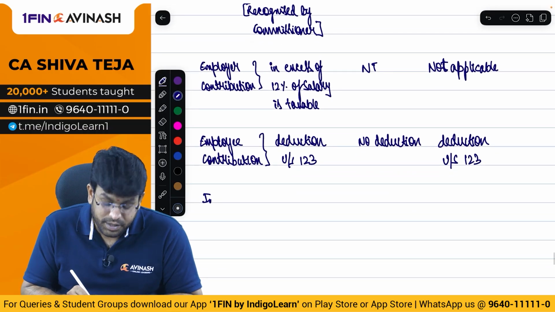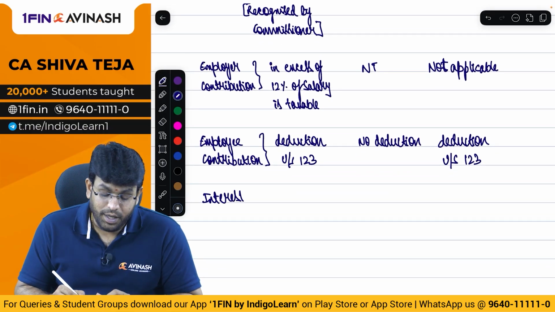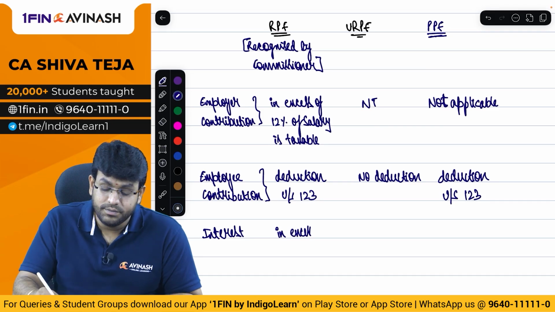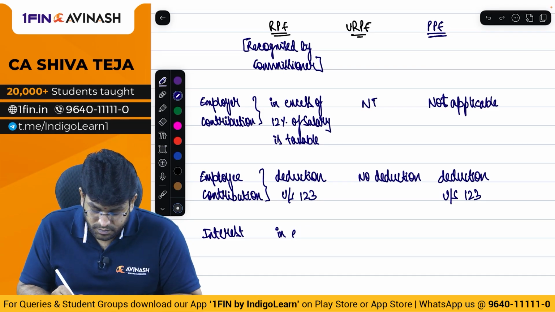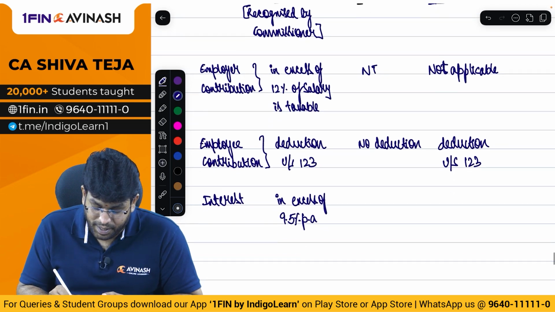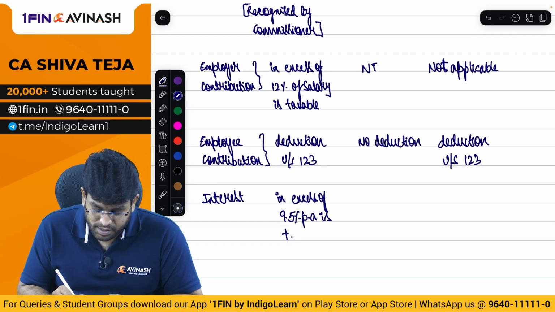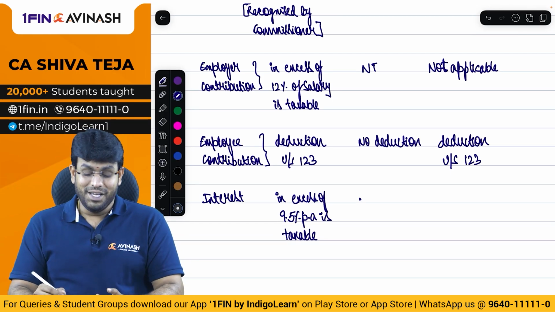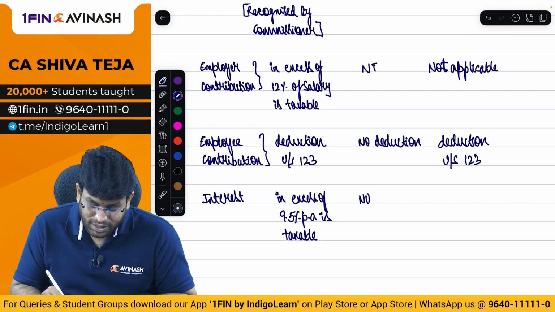Next, interest. In case of RPF, what they told in the law is, interest in excess of 9.5% per annum is taxable. But generally we don't get 9.5% also. Don't worry. URPF, it is not taxable.